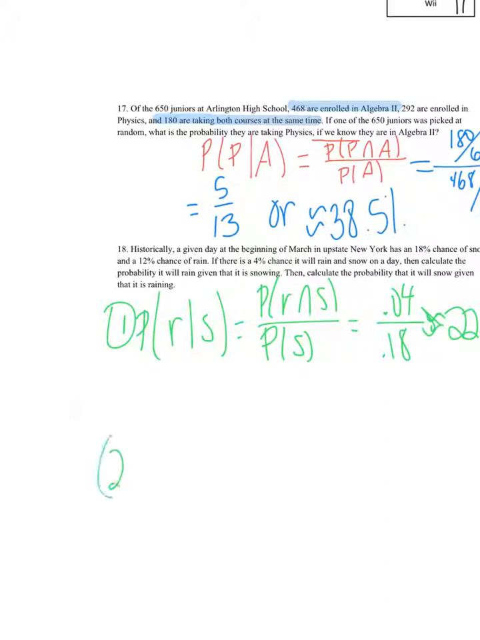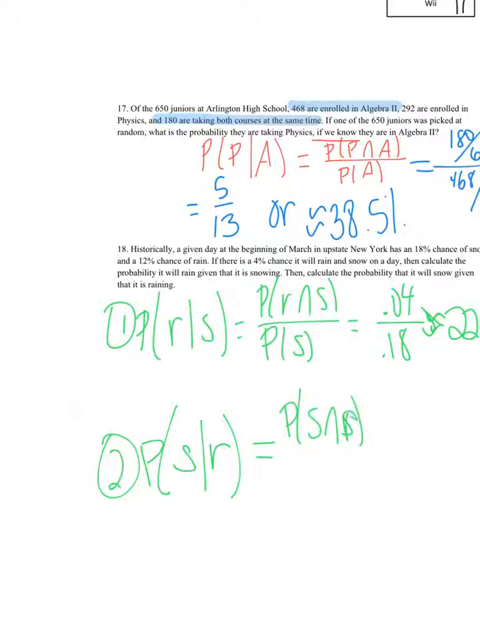Okay, second question. The probability that it will snow given that it is raining. So again, this is the probability of both divided by the probability that it is raining. So this is 0.04 still, divided by the probability that it will rain, 0.12. So 0.04 divided by 0.12 gives me about 33.3%.